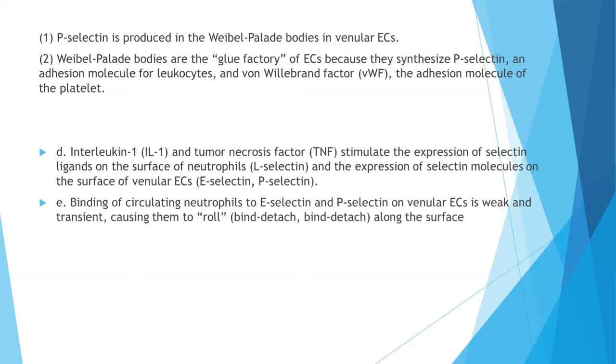So you want to express the selectins on the neutrophils as well as on the venular endothelial cells where they will go and attach. So the binding of circulating neutrophils to E-selectin and P-selectin on venular endothelial cell is weak and transient, causing them to roll. So they bind, detach, they again bind, they again detach along the surface. I hope you understand this.